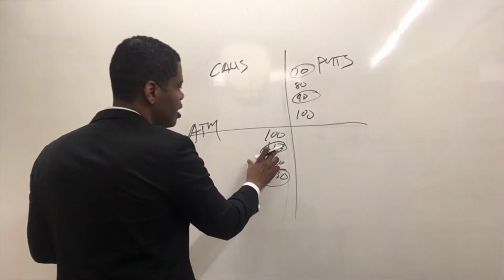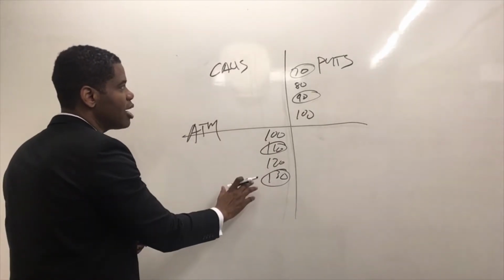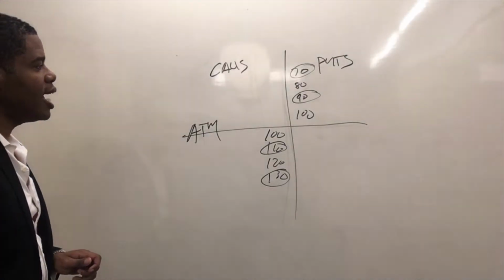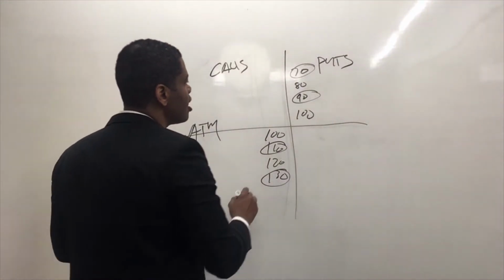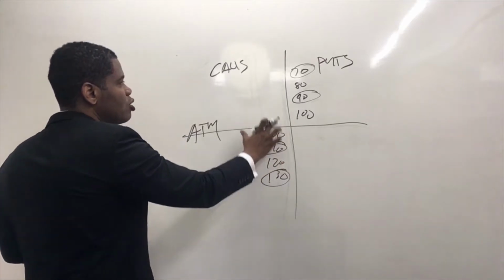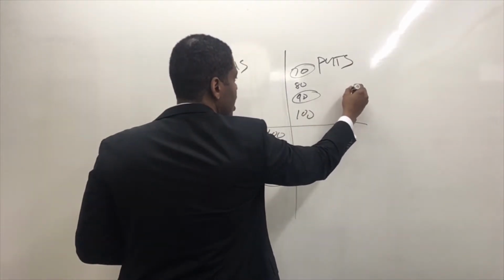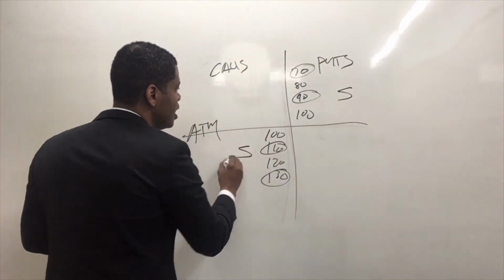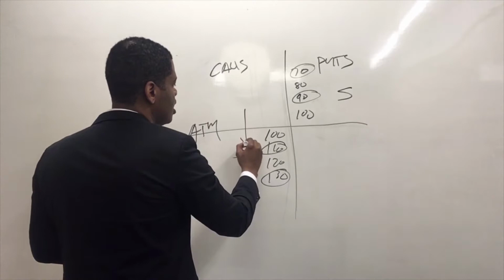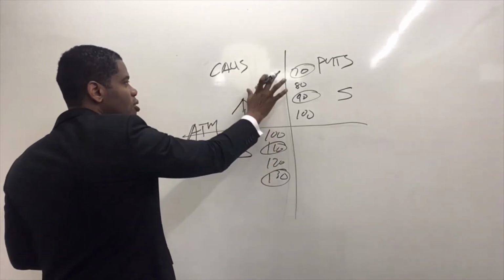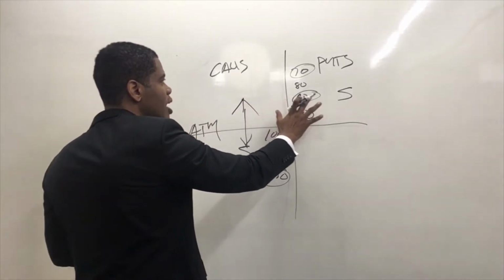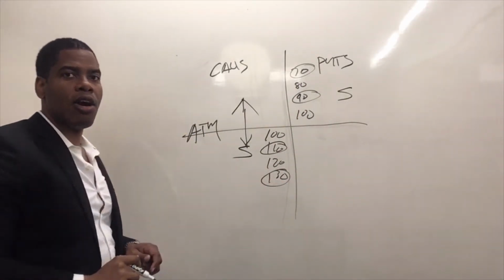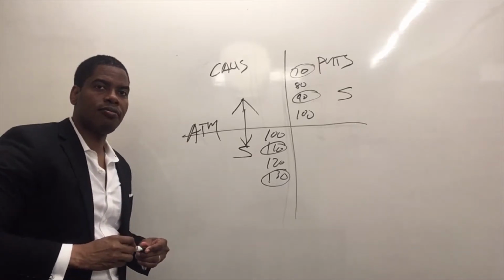You have the 110 and the 130, so that's 20 points wide on the call side. You have the 90 and the 70 on the put side, so that's 20 points wide. And when you're selling an iron condor, you want the market to stay between your short strikes. So your short strike on the put side is the 90, your short strike on the call side is the 110. So you want the market to stay within this range. You don't want the market to go below your 90 strike on the put side or above your 110 strike on the call side. This is how an iron condor is structured.